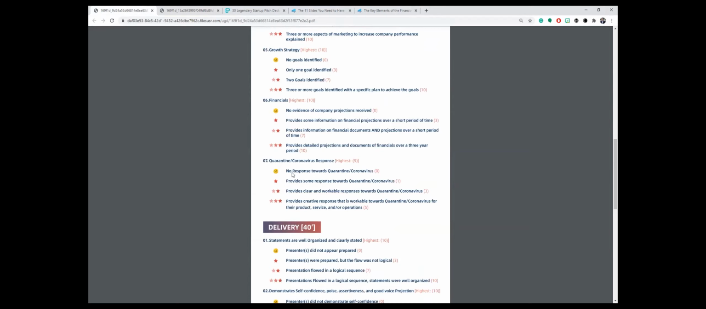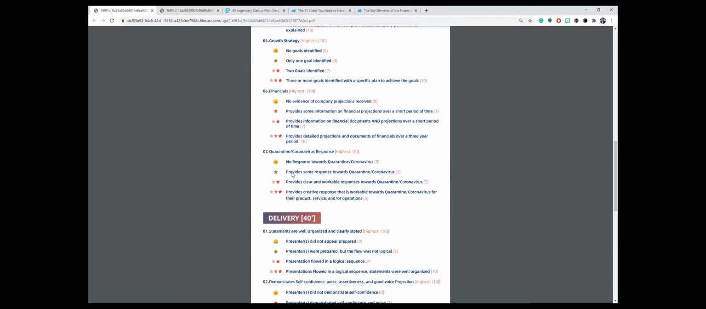Now, the reason why this is so important is that every single business from here on out is always going to have a response to COVID. They're always going to have a response to quarantine. And if you're going to start your business, then you need to have a response to quarantine and COVID, because every other business is now going to implement that into their line.